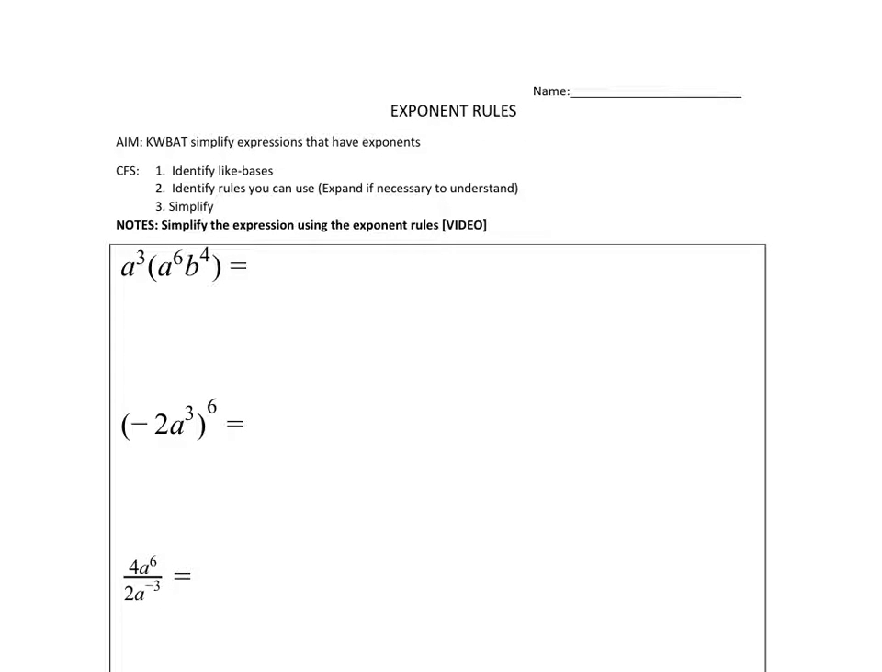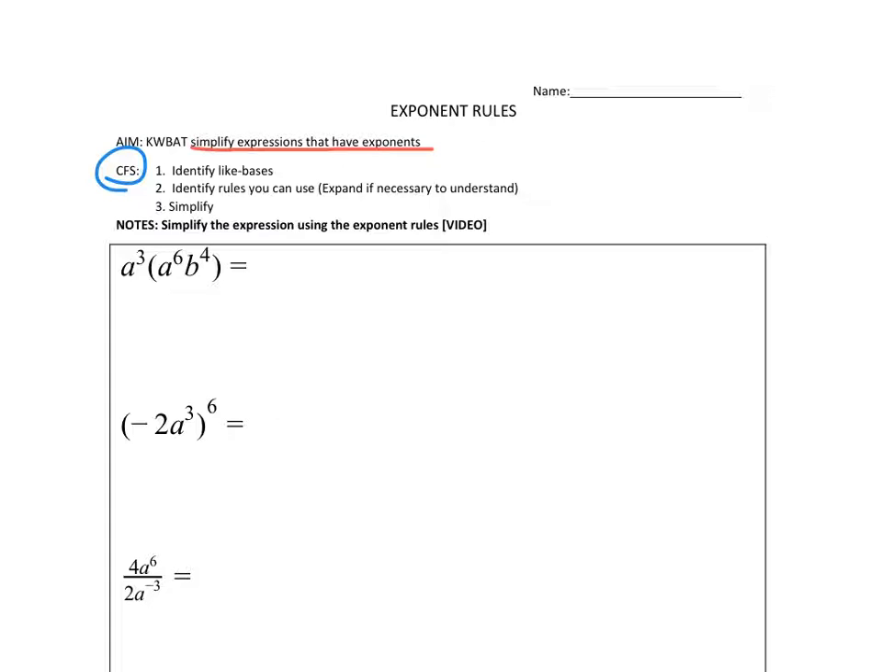So today we're going to be working with our exponent rules. We have 3 examples below, one for each of the types of exponent rules that we're going to be doing. And then if you look through your packet, you will have a page to practice each one of the different exponent rules. Our objective is to simplify expressions that have exponents, and our CFS is listed at the top here.